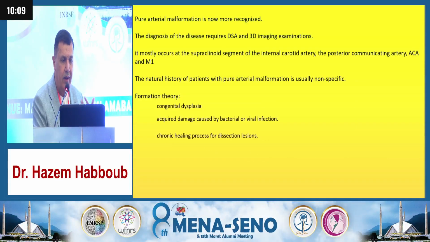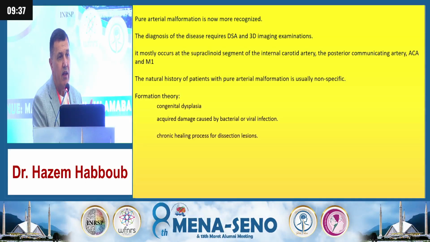So pure arterial malformation, we see them more and more in our practice. We don't know why, but we think it should be related to a new incident. The theories for that: is it congenital dysplasia? It could not be just congenital dysplasia, because congenital dysplasias usually affect a longer segment of the arteries rather than a smaller segment. And here, usually the disease is very focal, which is different. It might be acquired by infection.